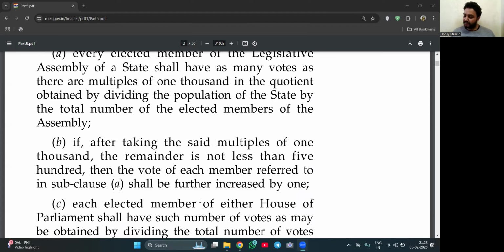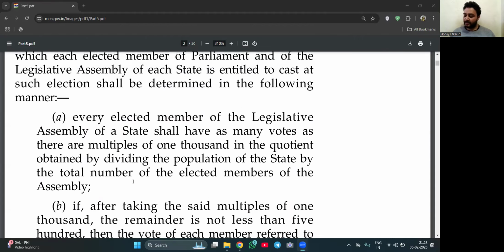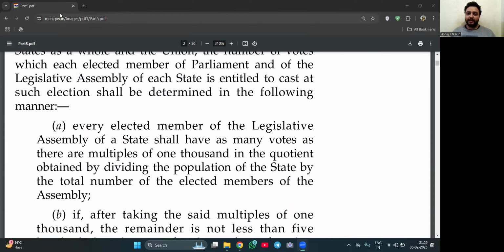The expression population means the population as ascertained at the last preceding census of which the relevant figures have been published, but through the 84th Constitutional Amendment Act 2001, the population data right now is construed as per the 1971 census figure till the year 2026, and in 2026 this date shall be commenced.